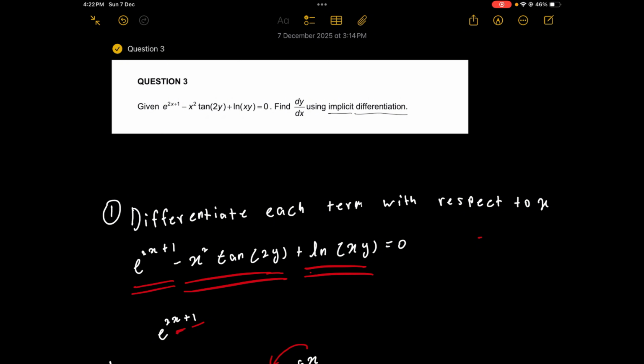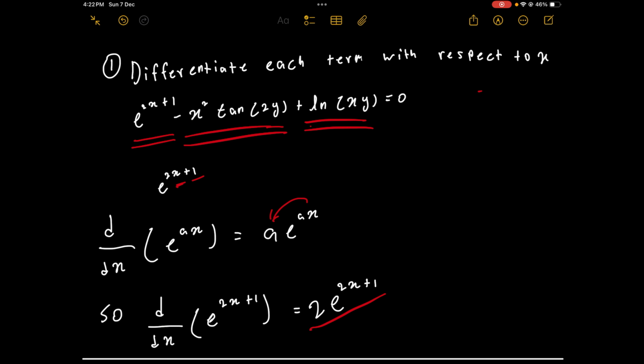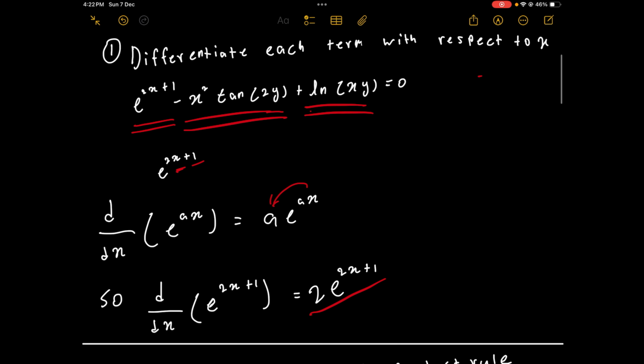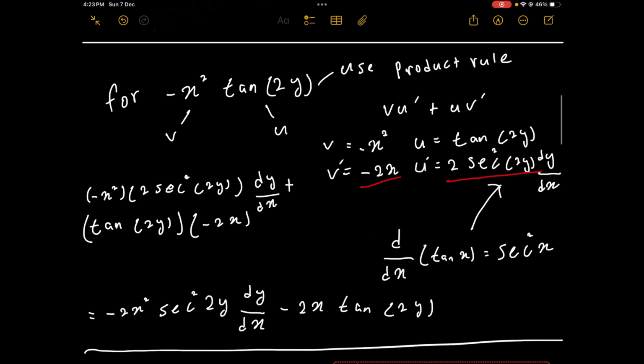Today we are going to solve question 3, which requires dy over dx for the implicit function. The function given is e to the power of 2x plus 1, minus x squared tan 2y, plus ln xy equals 0. For the first step, we need to differentiate each term with respect to x. The first term is e power of 2x plus 1. We differentiate the power of the exponent and bring it forward, so it will be 2 e power of 2x plus 1.